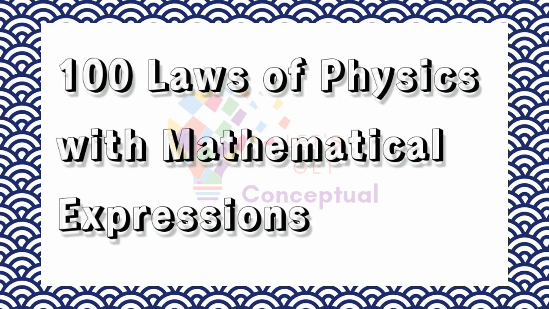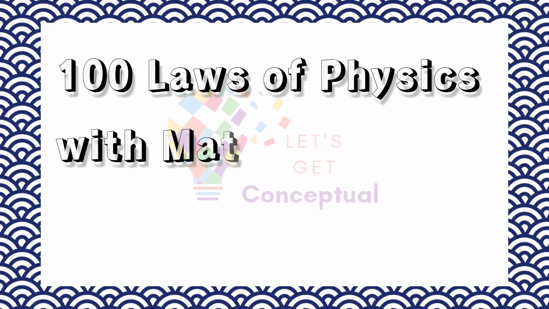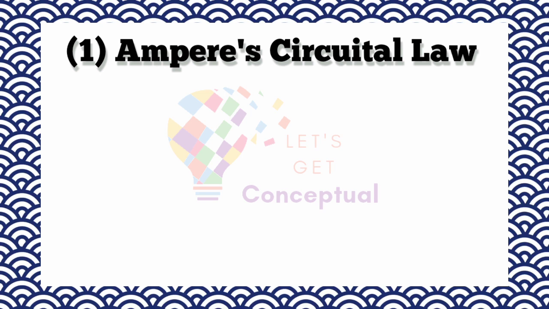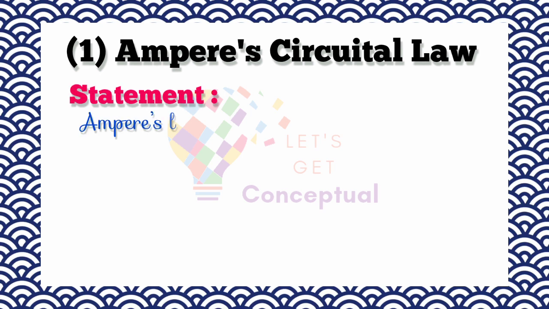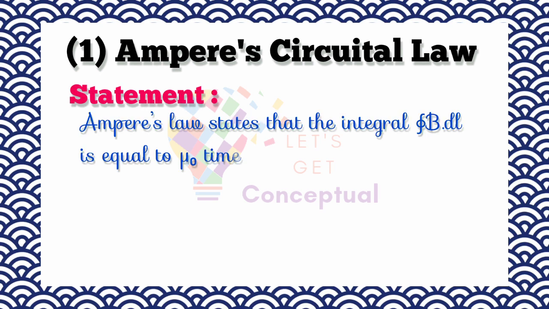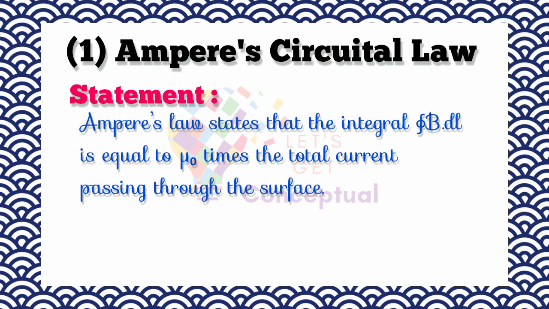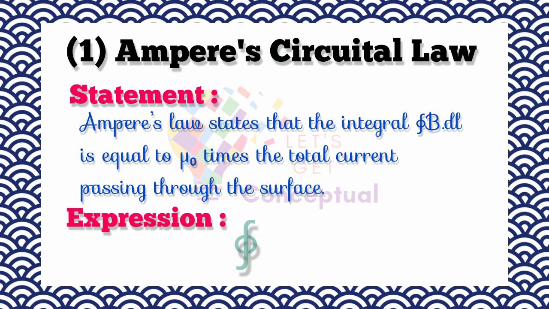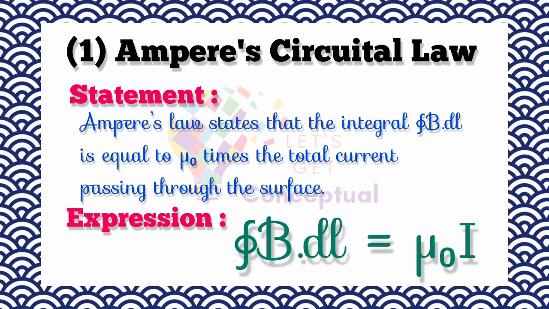100 laws of physics with mathematical expressions. Number 1. Ampere's circuital law. Statement. Ampere's law states that the integral B dot dl is equal to mu naught times the total current passing through the surface. Expression. Integral B dot dl is equal to mu naught I.